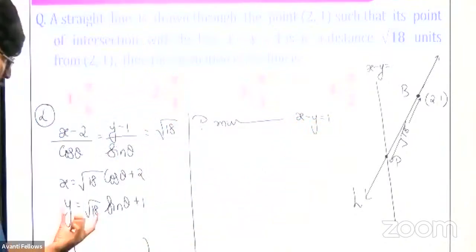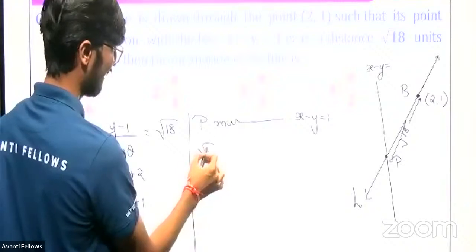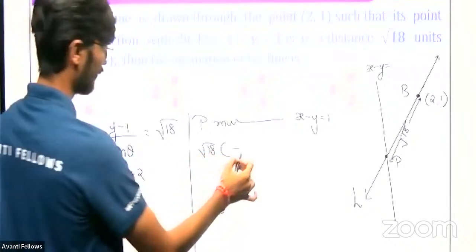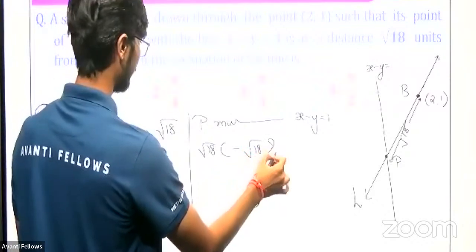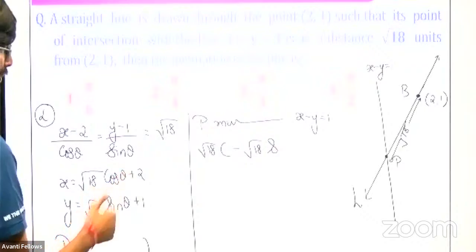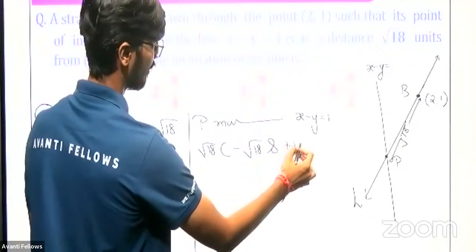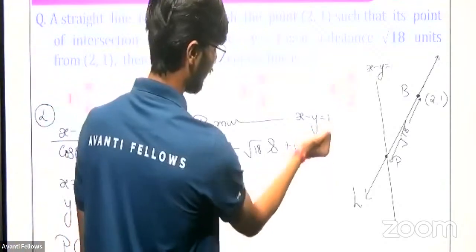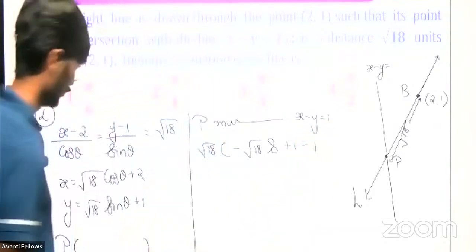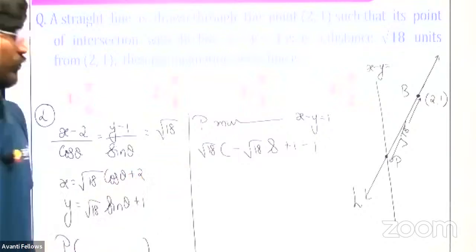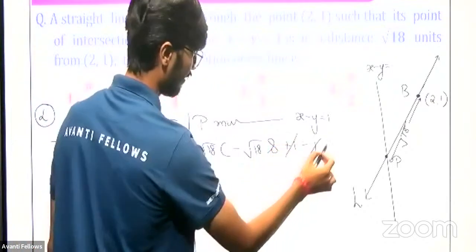So let us substitute the value of x. x is root 18 cos theta plus 2, minus y, which is root 18 sin theta plus 1, equals 1. So root 18 cos theta plus 2 minus root 18 sin theta minus 1 equals 1. So here the 1 and 1 get cancelled.